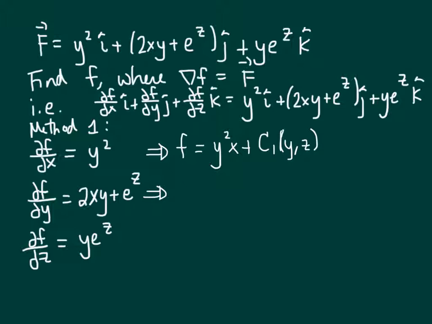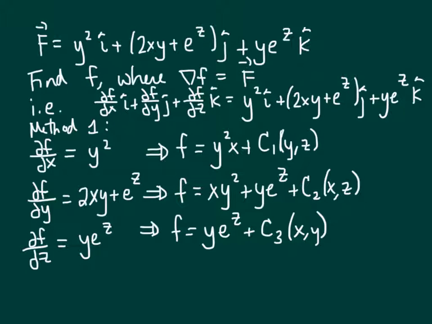And then in the second equation, I'm going to integrate both sides with respect to y, and that's going to give me that f has to be xy squared plus y e to the z plus, I'm thinking of both x and z as constant, so I could have any function of x and z here. And then lastly, I would get this. So I have 3 possibilities for f, but these all must be equal because I'm just finding one function f.